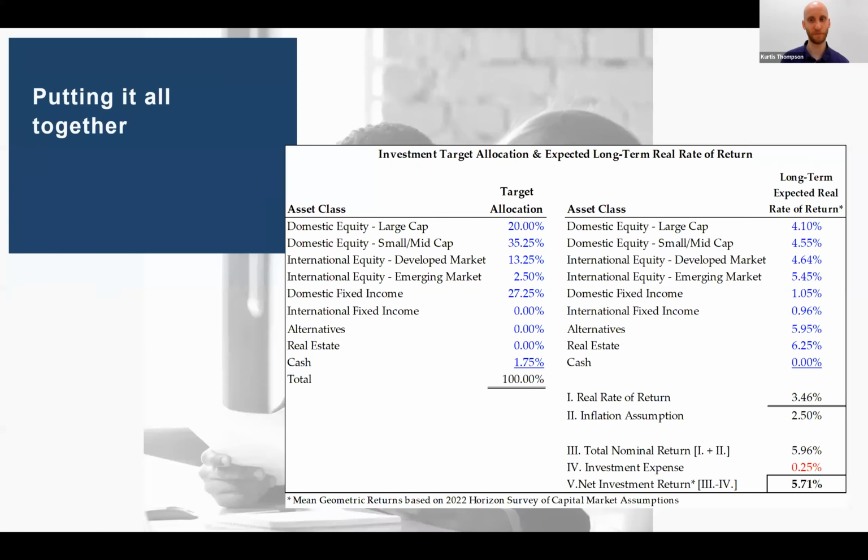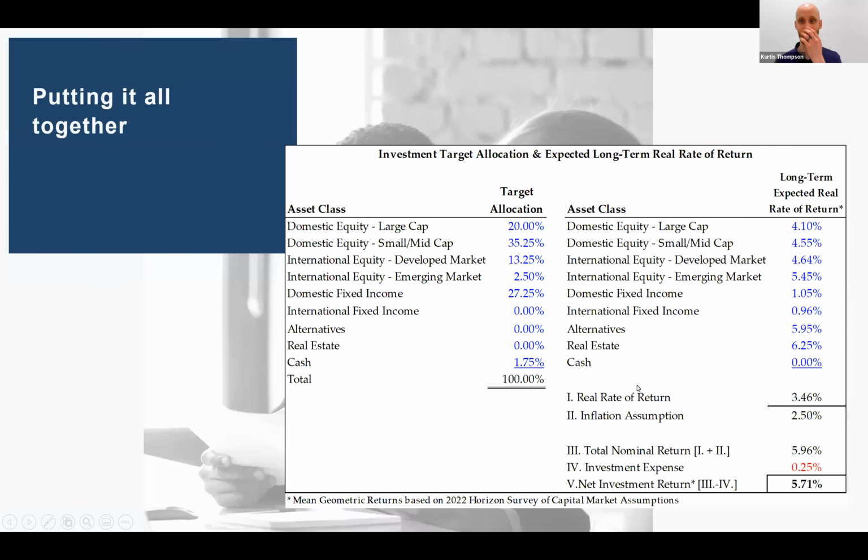And so putting it all together, we end up back in the very same place we started. So how this asset allocation thing works is on this target allocation, we see a certain percentage that people have decided to put into all these different asset classes. You take this 20% times this 4.1%, add it to 35.25% times 4.55%, all the way down to land at an expected real rate of return of 3.46%. We add back in our inflation, and we end up with a nominal return of 5.96%, take out expenses, 5.71%.